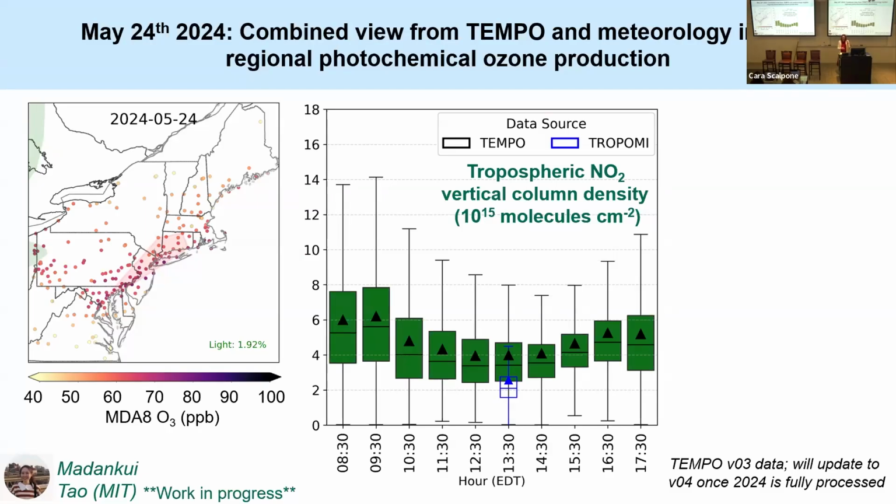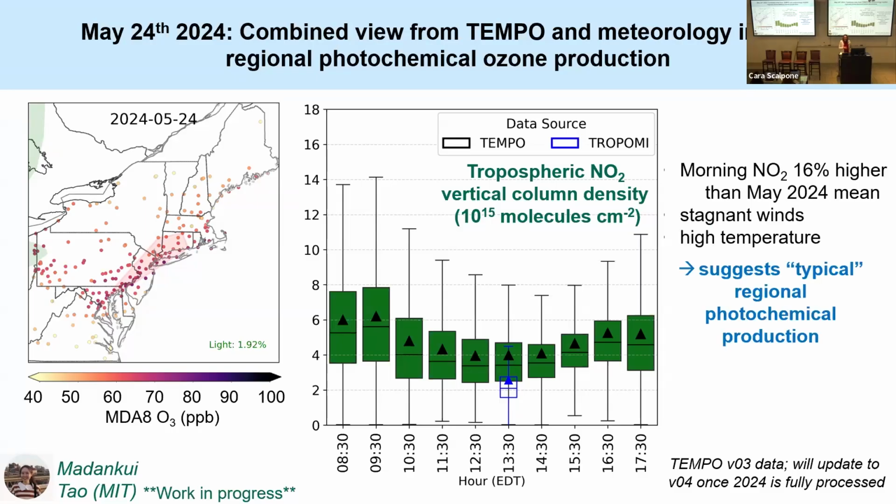And the spread that you're seeing there is space. So it's all the pixels that Tempo is monitoring over this ozone transport region. And for those who are used to looking at diurnal profiles of NO2, what you see is pretty much expected. You have higher vertical column densities in the morning and towards the late afternoon, evening.